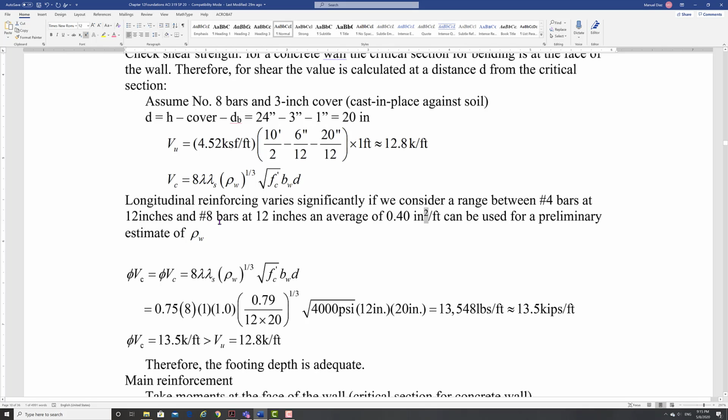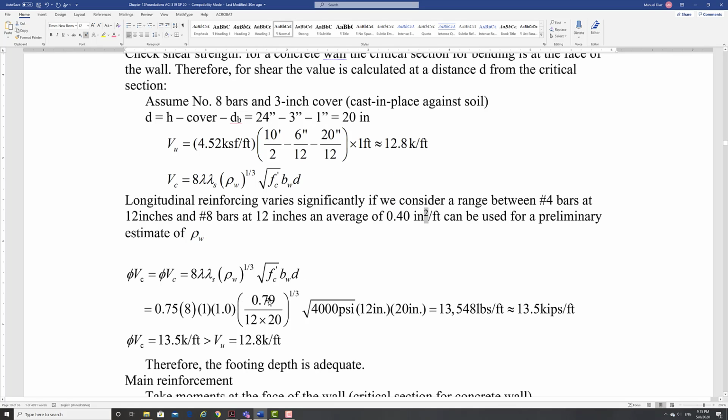I mean, you want to be a little conservative, maybe use number 7s at 12 inches, or 6 at 12 inches, but don't go to number 4s. Number 8 at 12 works here, so we do that one. That is 1 foot. My D, remember, is 20 inches. So I put it in the formula. This one, as I said, can be used as a 1. The code allows us to use a 1. And there is the 0.75, my F prime C, per foot again, my D, and they give me my value for phi V sub C. And this is greater than the VU, so we're good.